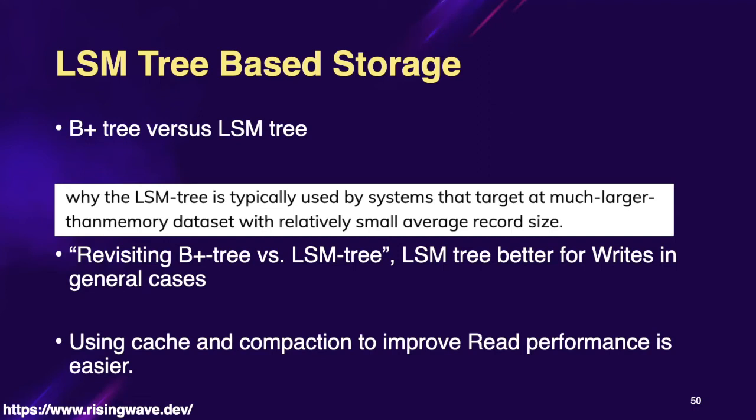Right? And also, compaction is a very special operation in the LSM tree, which is used, together with caching, to improve the read performance. Using cache and compaction to improve read performance is usually easier than designing a data structure which is good for both reads and writes. So this is also an empirical reason why people always choose the LSM tree as the storage engine nowadays.